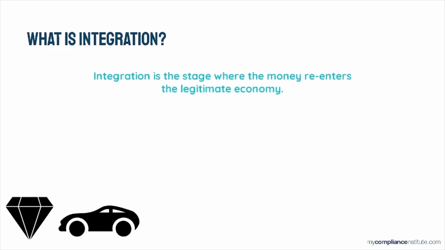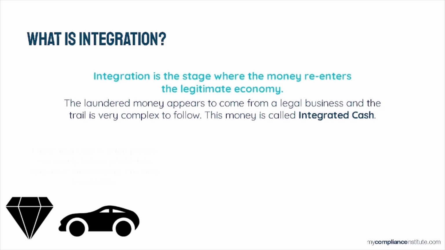The third stage of money laundering is the integration stage. Integration is where money re-enters the legitimate economy. The laundered money appears to come from a legal business or legal investment, and the trail becomes extremely difficult and complex to follow, so the money can then be placed into larger-scale investments. This money is called integrated cash.